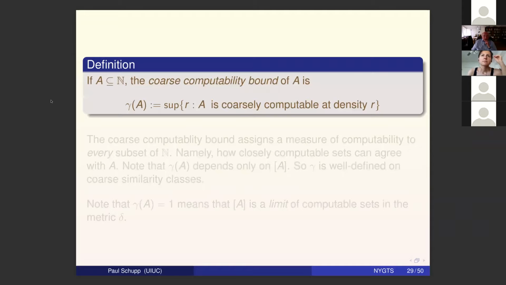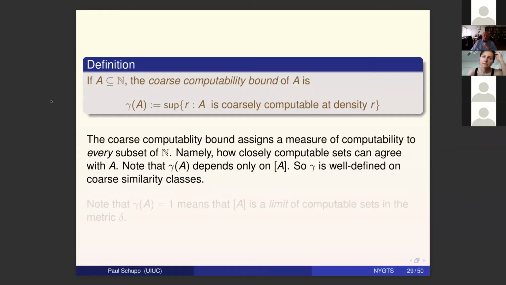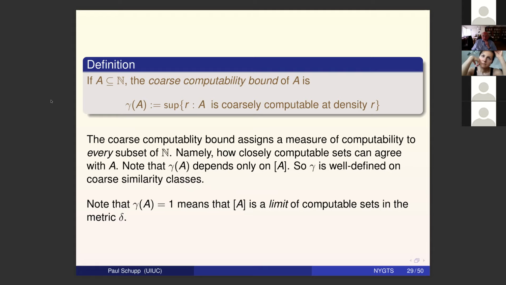Using this definition, we can define the coarse computability bound gamma. So gamma of A is the supremum of the r such that A is coarsely computable at density r. What this does is assign a measure of computability to every subset of N, namely, how closely can computable sets agree with A? Of course, since this is defined in terms of density, gamma of A depends only on the similarity class of A, so it is also defined on similarity classes. Gamma of A equal to one means that A is a limit of computable sets in the metric.